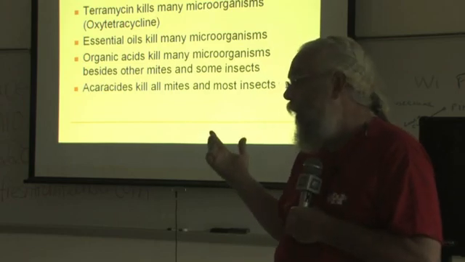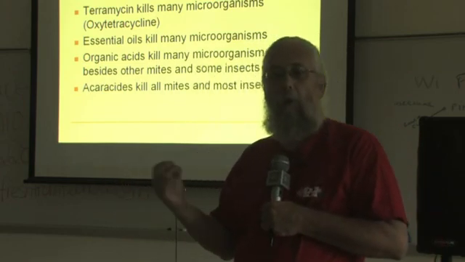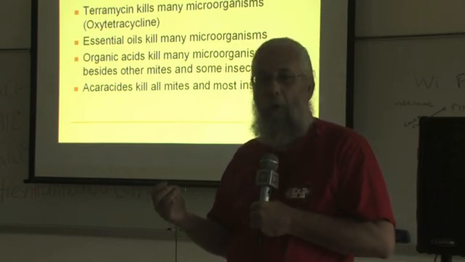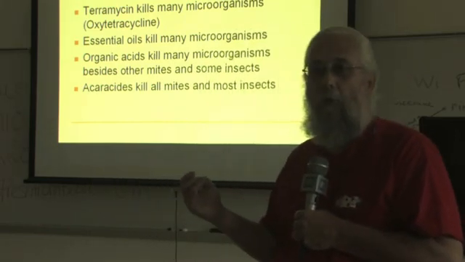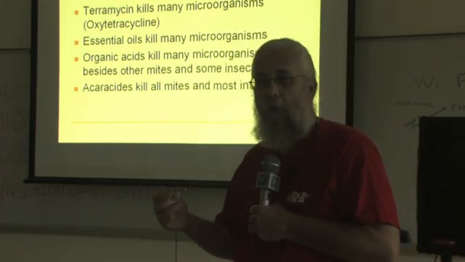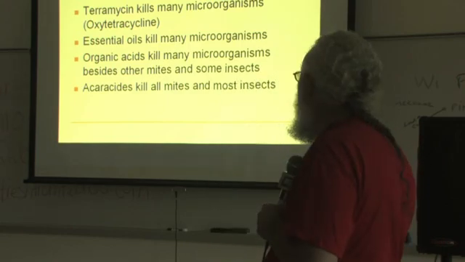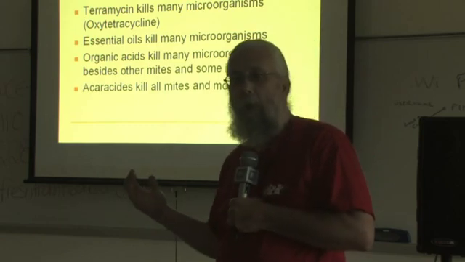Then acaricides, I'm lumping the stuff that used to be called insecticides that they relabeled as acaricides when they sold it to beekeepers because somehow they didn't think it would work to call it an insecticide. But basically they took organophosphates, which is an insecticide, and tried to use it to kill a bug on a bug. And those are going to kill, of course, all the mites and most of the insects and probably all of your bees.